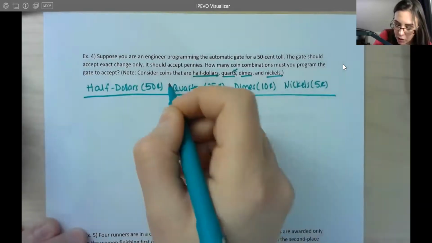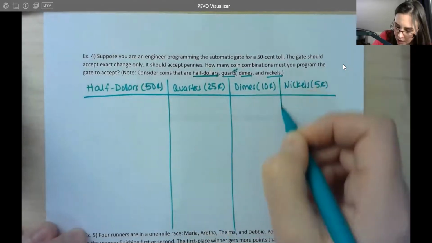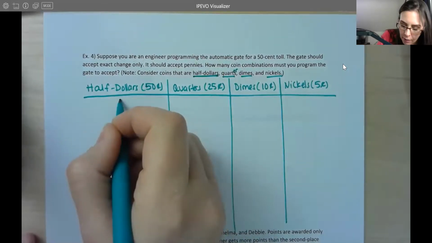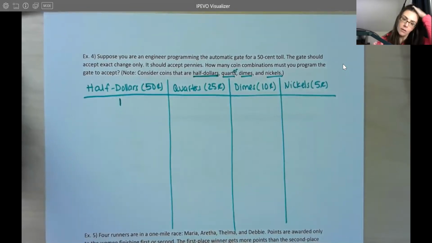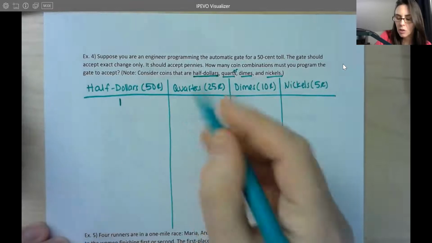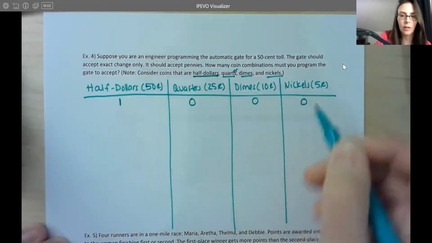And this is where trial and error comes in. I have to figure out, well, how many combinations can I do? So I usually like to start when I do something like this with my highest values first. So one way we could pay the toll is if someone had one half dollar coin. Those are worth 50 cents, so that's all they need. They would just put in one half dollar coin, and that's it. So if you're using one half dollar, you don't need any more change. So you would use one half dollar, 0 quarters, 0 dimes, 0 nickels.